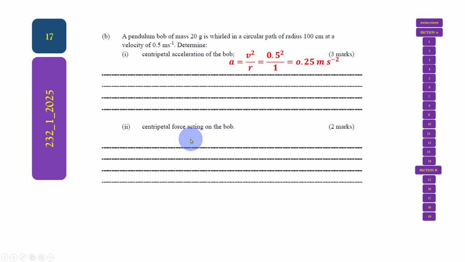Okay. Then when it comes to calculating the centripetal force, remember this centripetal force is a resultant force, and resultant force is given by ma, and we already have a and we have the m somewhere around here. So by using F equals ma, where m is 0.02 kilograms, and a is this much, we get a force of 0.005 newtons. That is the centripetal force.